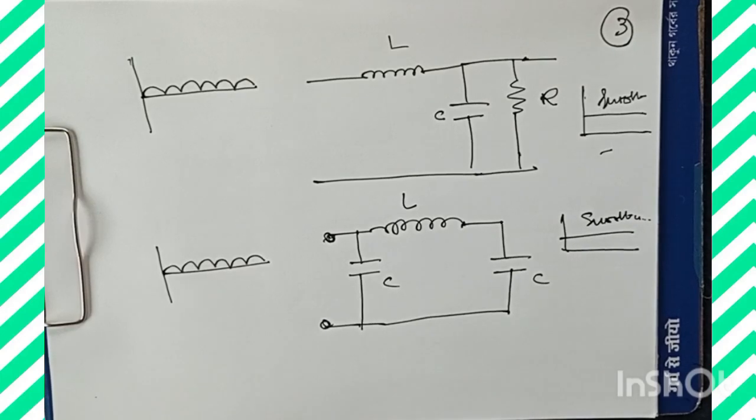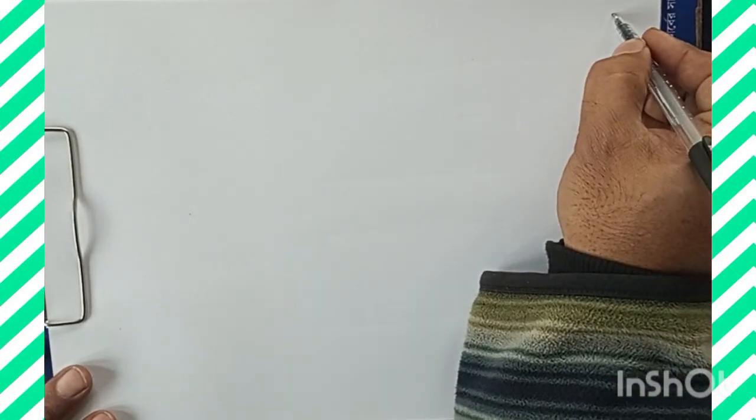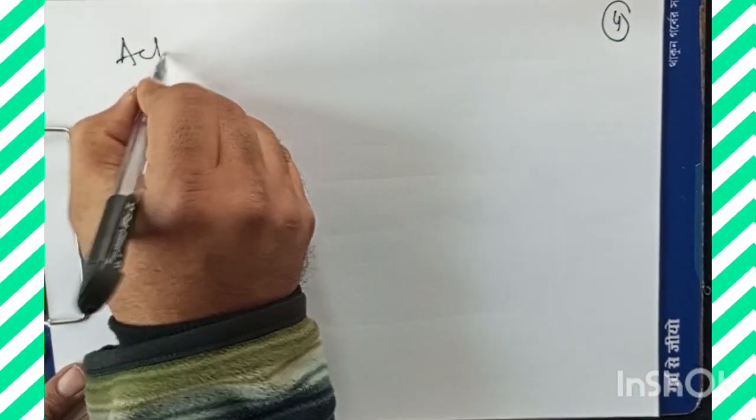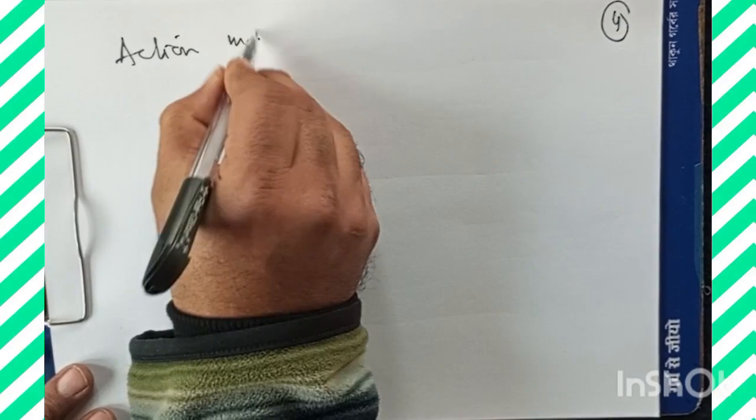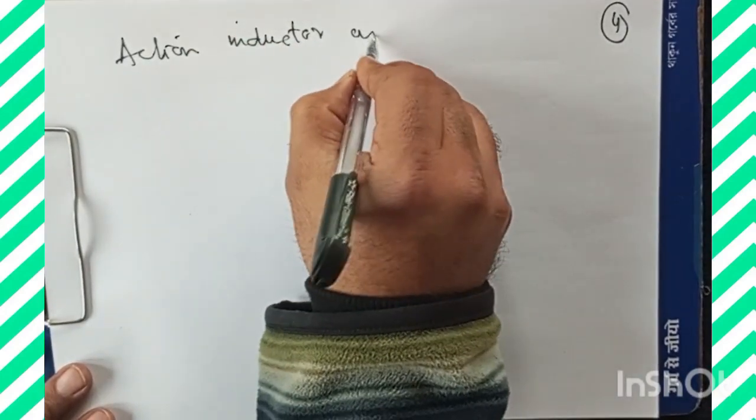Now the question arises: how do we understand that there is smoothening, and how are these pulsating signals filtered out by these filters? To go with the basics of that, we would like to go with the action of the inductor. We would try to understand it mathematically as a filter.